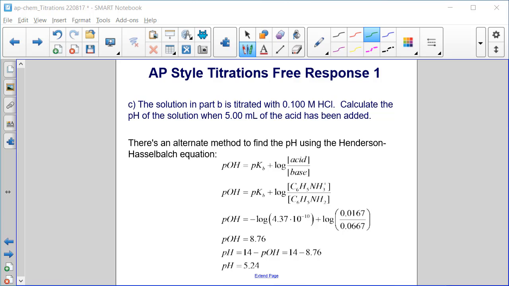There is an alternate method to find the pH using the Henderson-Hasselbalch equation, because this is just a buffered solution of the aniline base and its conjugate acid. So pOH is equal to pKb plus the log of the acid concentration over the base concentration, which is the minus log of 4.37 times 10 to the minus 10 plus the log of the acid concentration over the base concentration, and just go back one slide to refer to those. That gives us a pOH of 8.76 and then a pH, therefore, the same as we found in the previous slide, of 5.24.